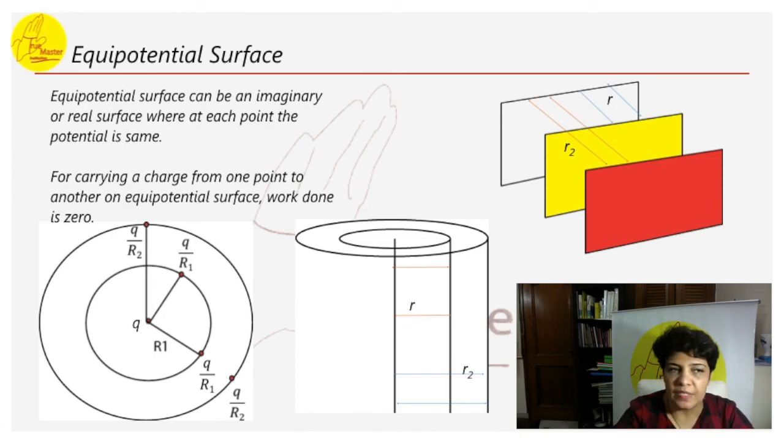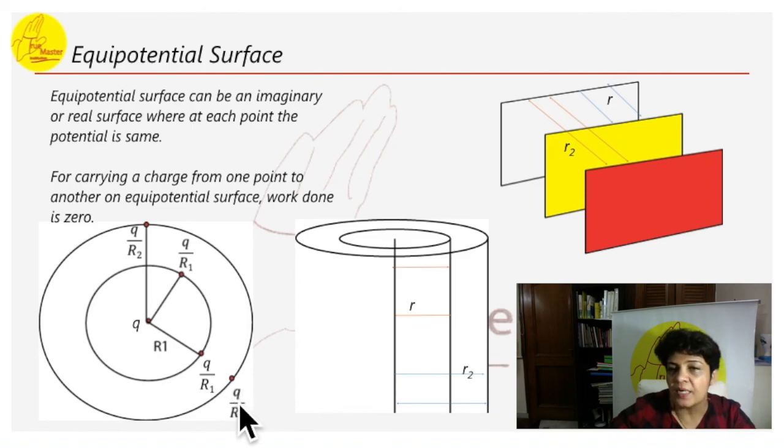Now equipotential surface. By definition, an equipotential surface has a constant value of potential for all points. Here in this picture, we have taken a charge Q. Say this is the radius R1, and here is also the radius R1. The potential at these points, Q by R1, will be the same. Similarly, if we take another concentric circle further out, which is R2, the equipotential here, Q by R2, will be the same when the radius is the same.